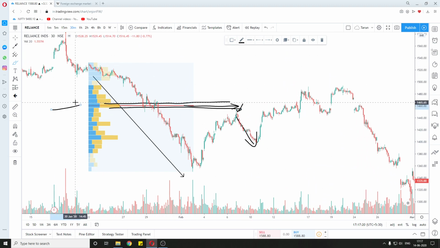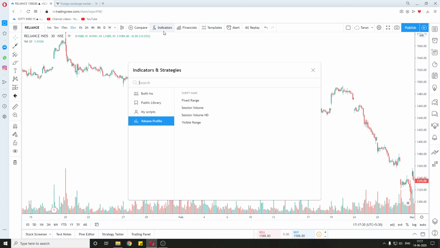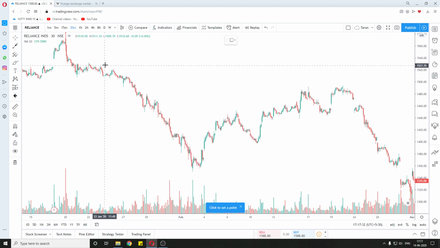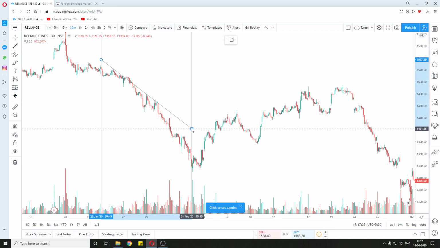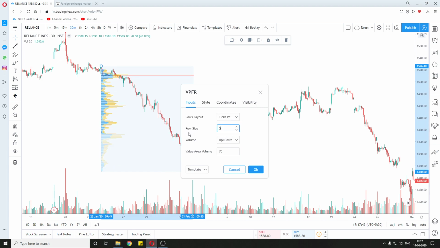Now this is the default volume profile. I do not use this. As you know, I have the blue volume profile. So how do I do that? I change the settings. I take the fixed volume profile and I plot it. Then I go to the settings and I change this from number of rows to ticks per row. I change the row size to 5. I change the volume from up and down to total. And I change the value area volume to 100.